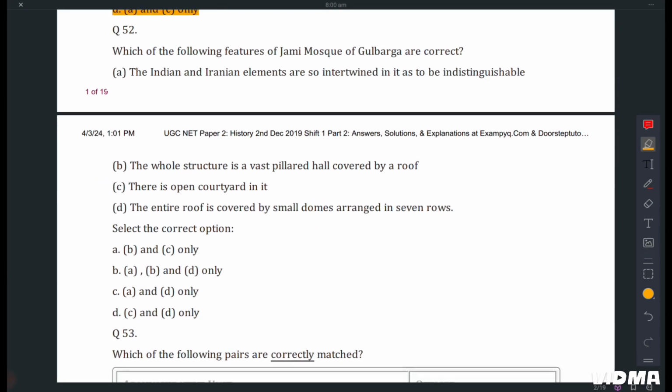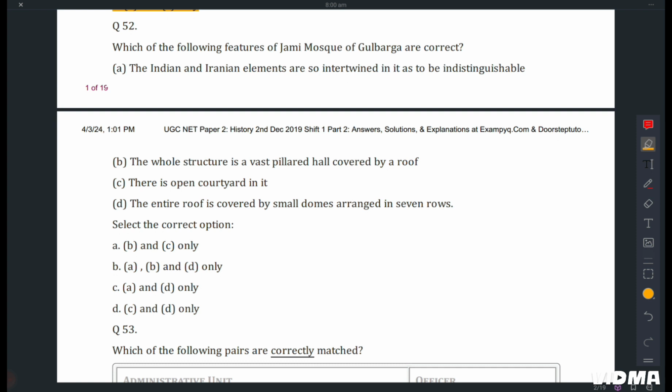Question number 52. Which of the following features of Jami Mosque of Gulbarga are correct? A, the Indian and Iranian elements are so intertwined in it as to be indistinguishable. B, the whole structure is a vast pillar hall covered by a roof. C, there is an open courtyard in it. D, the entire roof is covered by small domes arranged in 7 rows. The correct answer is option B: A, B, D. Indian and Iranian elements are so intertwined that it is indistinguishable.